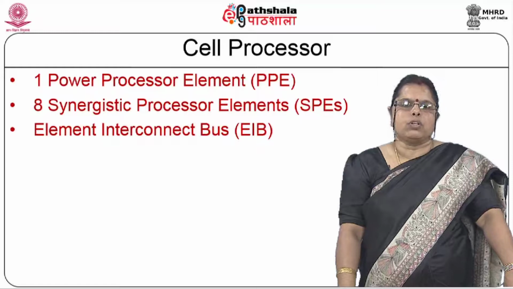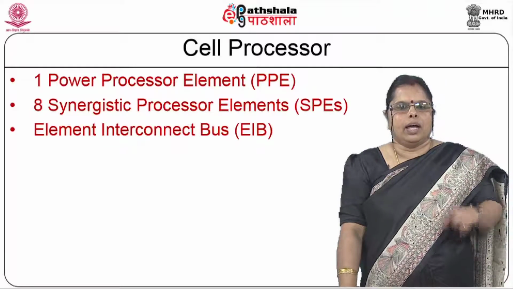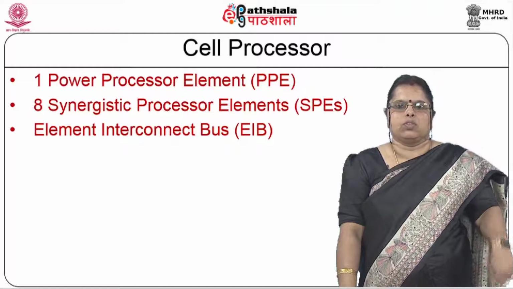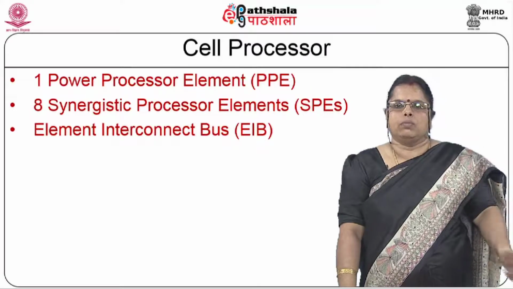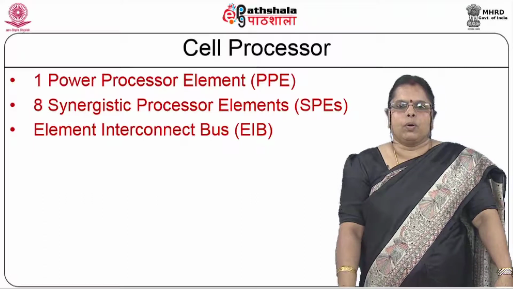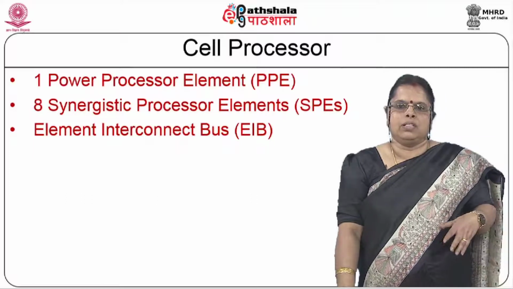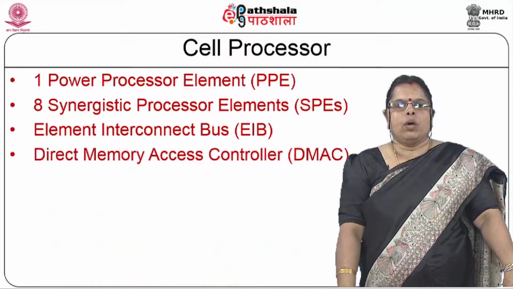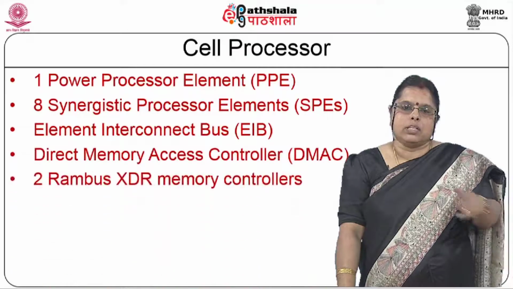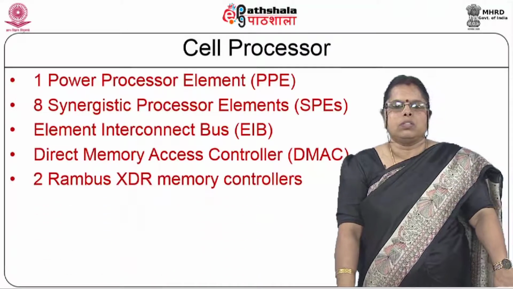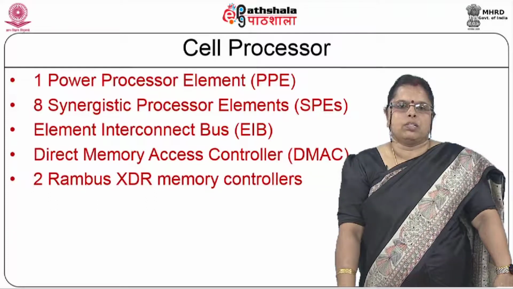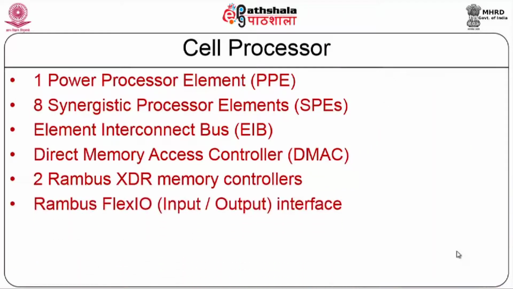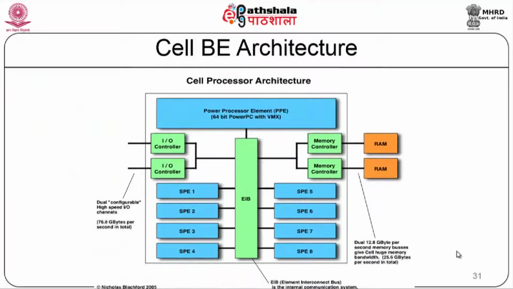It is heterogeneous because it has 1 power processing element and 8 synergistic processing elements. So, 1 core is going to be different, so it becomes a heterogeneous processor. And in order to provide connectivity among the various SPEs and between the PPE and the SPEs, you have an element interconnect bus. You have a direct memory access controller because you will have to feed all the 8 processors. You have extensive DMA transfer happening here. You have 2 Rambus XDR memory controllers and a Rambus Flex IO input-output interface. So, this is the architecture of your CellBE architecture.